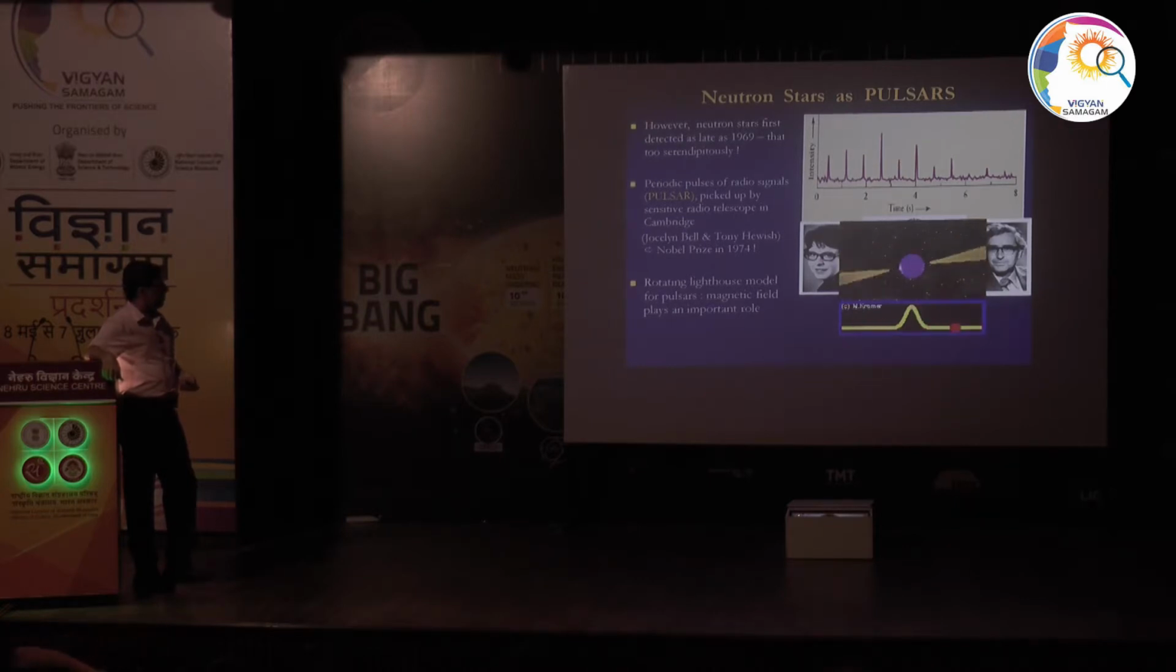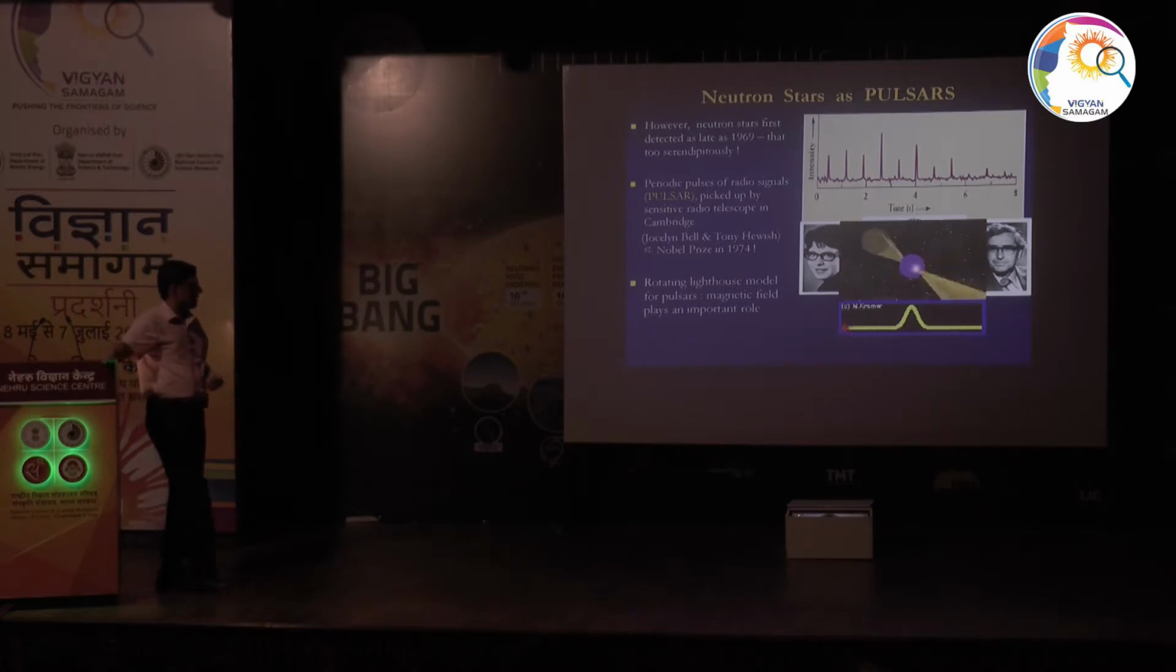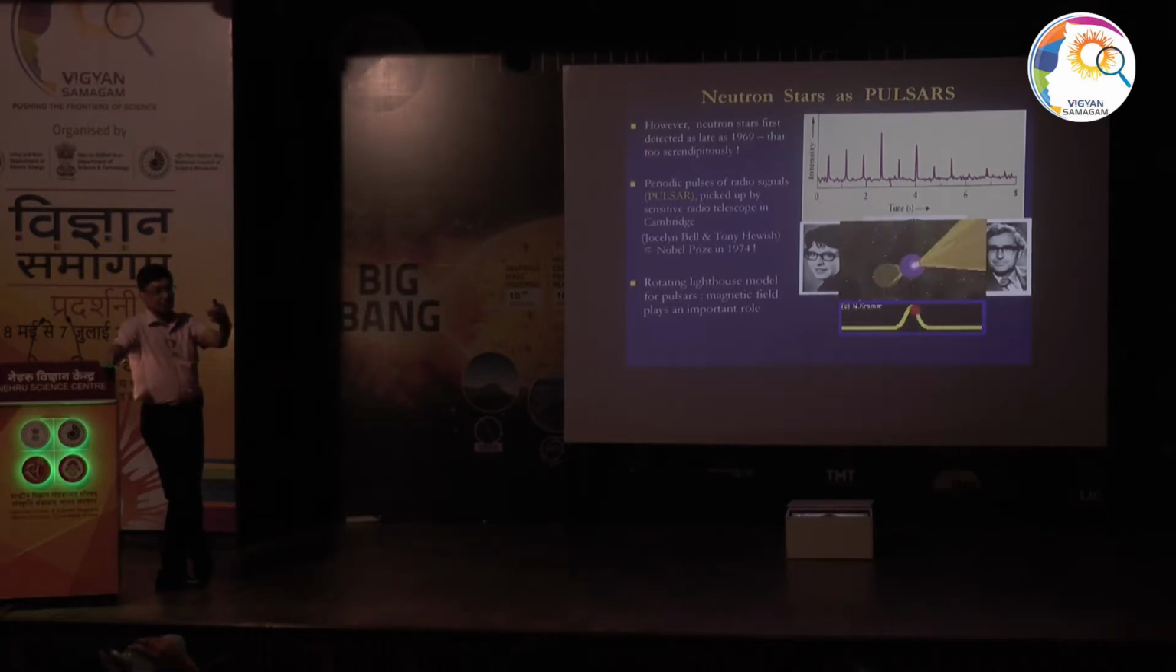Now of course the interesting thing is, how does this object, a 10 kilometer size ball of neutrons with these strong magnetic and gravitational fields, produce the beam of radio waves? How intense are these radio waves? How far do you go away from a lighthouse before the lighthouse signal becomes so faint that you won't see it? It's not too far away.